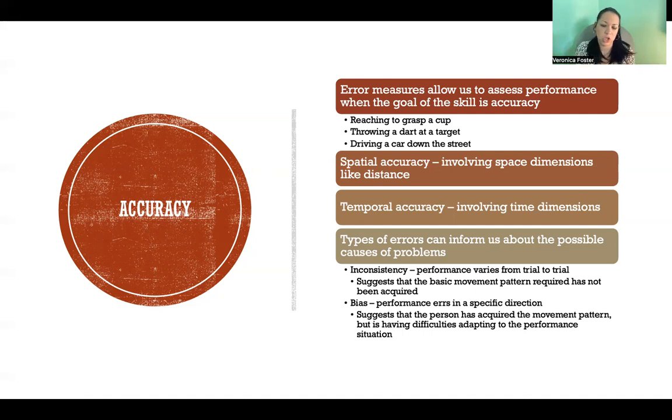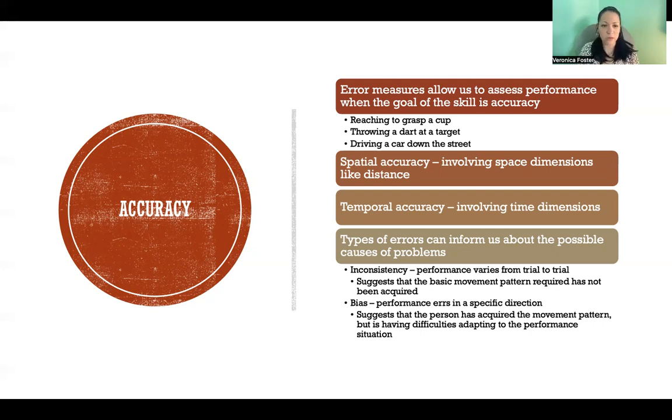So the types of errors that we can detect inform us about the possible causes of the problems. So we can detect whether there's inconsistency or bias, and that's an important difference in terms of how we correct and improve that performance. So inconsistency is if the performance varies from trial to trial. So it suggests that the basic movement pattern required has not been acquired yet.